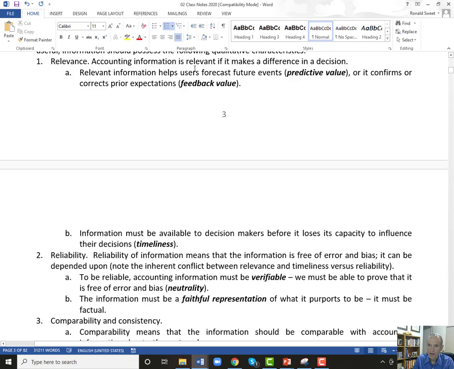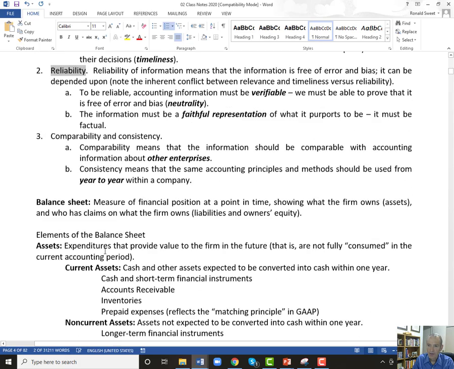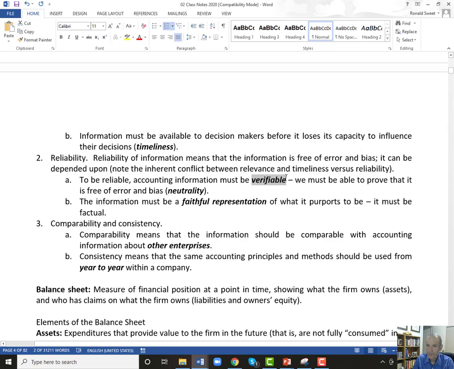So relevance: we want information that helps us predict the future, and we need it timely so that it's not old information. But counteracting that is reliability. Reliability is we want stuff that is verifiable, that we can actually know that it's true or have some proof that it's true. We want it neutral. We don't want to have a bunch of biases. Obviously, there are biases in accounting. Management is going to somewhat skew the numbers to their benefit if they can. They can't do it too much, and hopefully the auditors will slow them down. But we want the information to represent what's really happening with the firm.